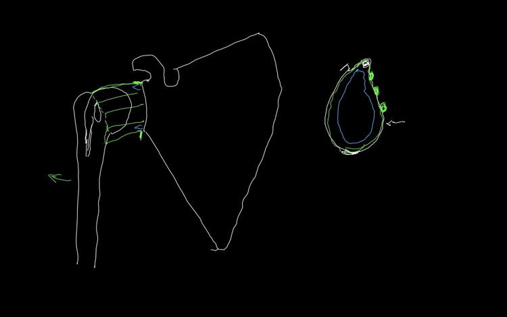The biceps tendon originates from the supraglenoid tubercle, is intracapsular, passes through the opening of the capsule across and into the bicipital groove, where it is covered by the transverse bicipital ligament.